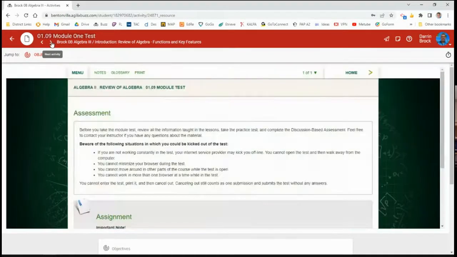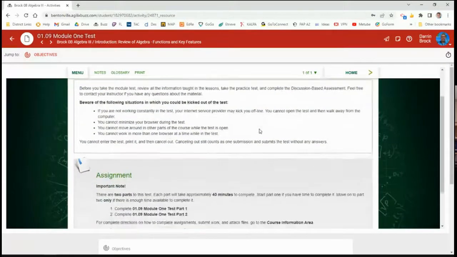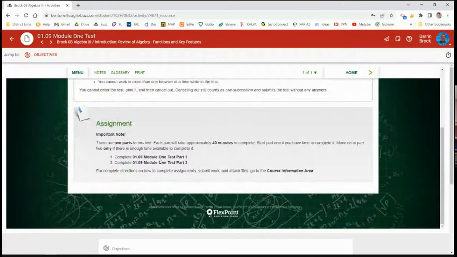So let's look at the test itself. This just tells you the directions for it, saying complete part 1, complete part 2. It says each part will take about 40 minutes to complete. If you're working all the problems, it may take 40 minutes for each part.